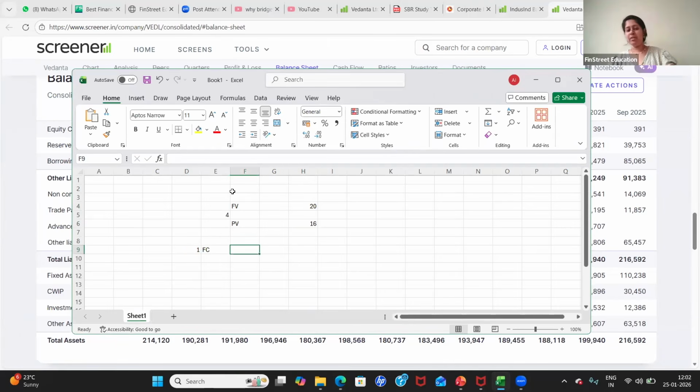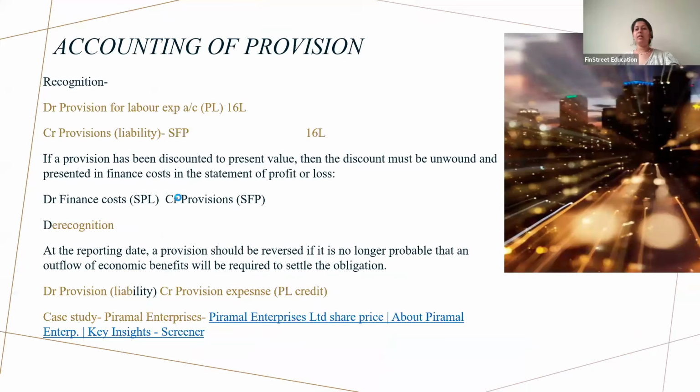So every year I have to unwind the finance cost as well, right? The finance cost will go in P&L, 1 lakh every year, and correspondingly my liability will increase every year in the balance sheet by 1 lakh. So now my liability becomes 17 lakh at the end of next year. At the end of the following year, it will be 18 lakhs, and so on. This is how we record a provision where time value of money is unwound.